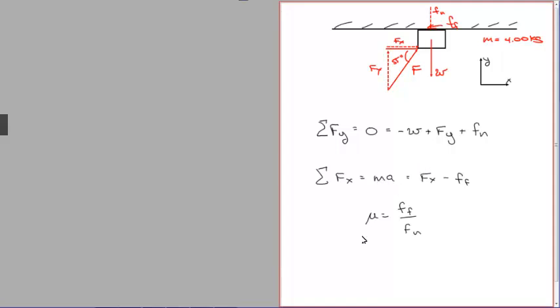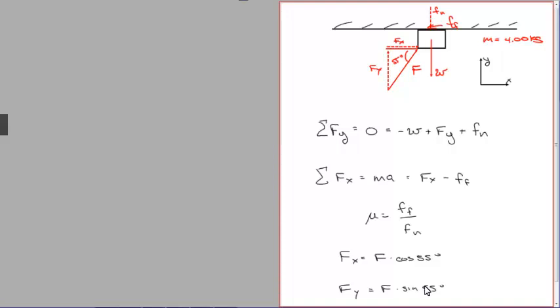Oh, we also know that F sub x is equal to F times either the cosine or the sine. Here's the angle, so that's the adjacent side, so it's going to be the cosine of 55 degrees, and F sub y is F times the sine of 55 degrees.